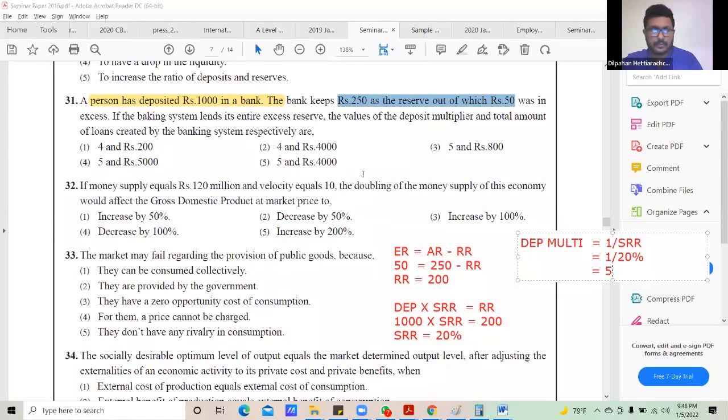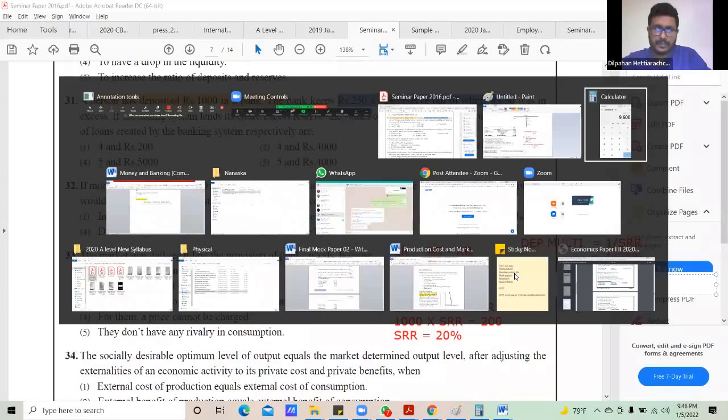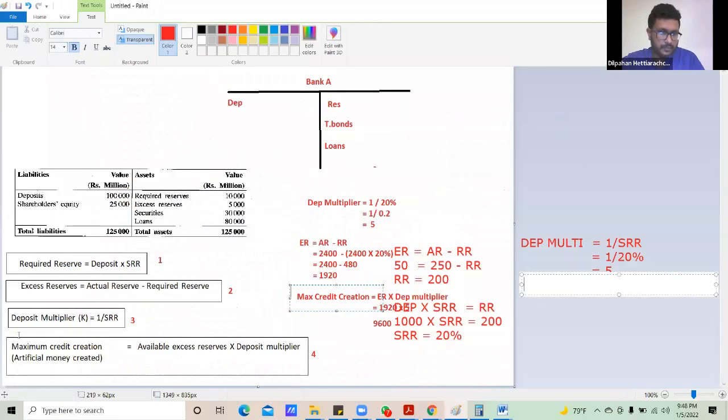Okay. So then 5 appears in the third one, fourth one, and fifth one. 1 and 2 are definitely wrong. And what's the next question? Total amount of loans created by the banking system. Right? What's the equation you have to use? The last equation I mentioned in my explanation. This one, fourth one: maximum credit creation equals excess reserve into deposit multiplier.